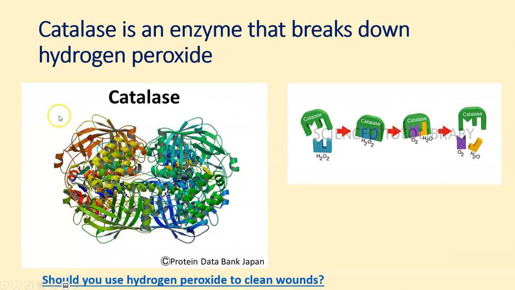One enzyme that is relevant to biology and to us is catalase. Catalase works to break down hydrogen peroxide, which is actually a waste product that is produced in a eukaryotic cell. And so we don't want that building up in the body. It can be toxic. So catalase breaks it down into oxygen, O2, and water, H2O.